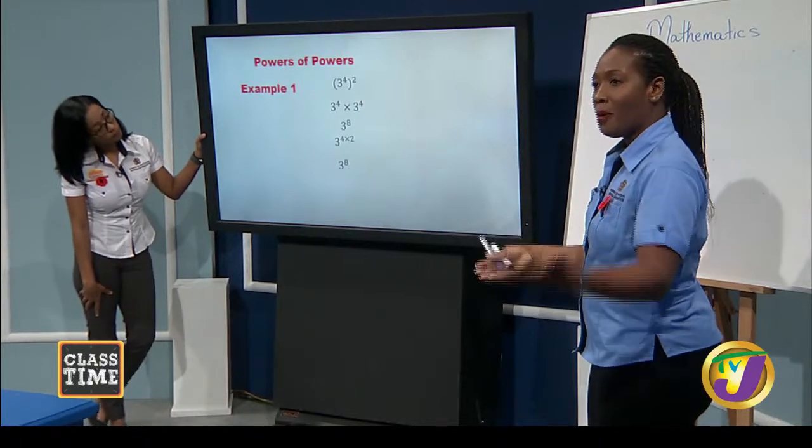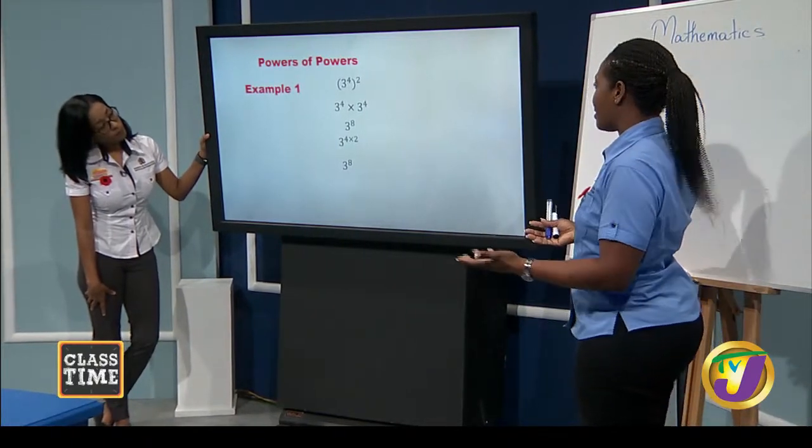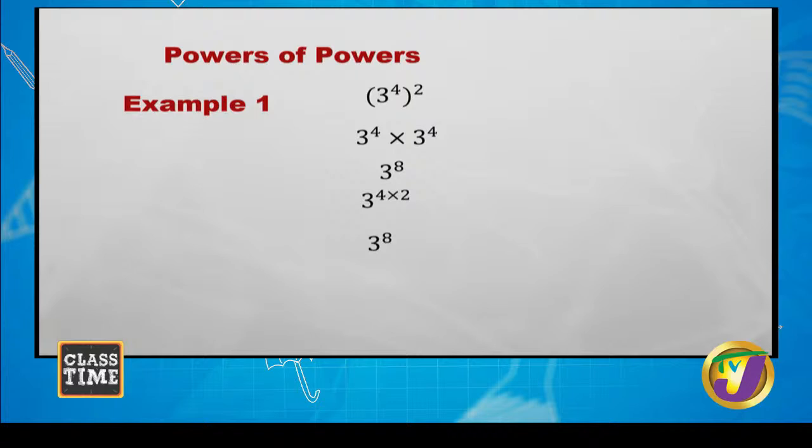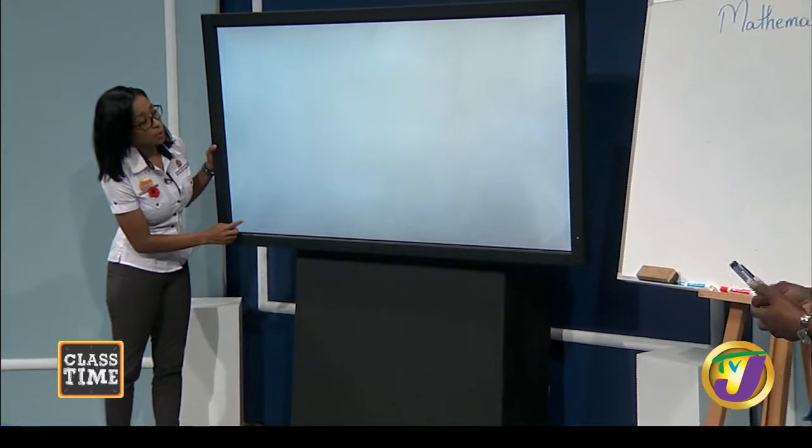But from observation, you can pick up patterns. So 3 raised to the 4th power multiplied by 3 to the 4th power can be simplified by just adding the indices, which is 4 plus 4 is 8, or, as you can see from observation, 4 multiplied by 2, which are the indices, also gives you 8. So you have 2 options.